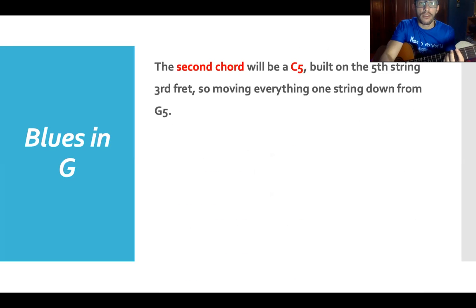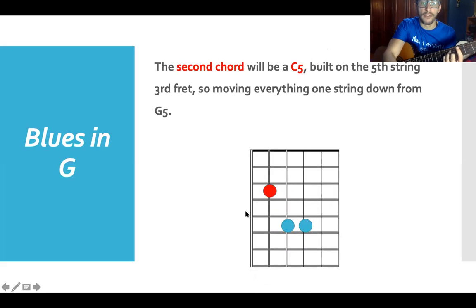The second chord is going to be a C5, built on the 5th string, 3rd fret. So simply, from G5, the first chord, we move everything one string down. And then we have C5. Here's the diagram of the chord beginning on the 5th string, 3rd fret. So we have two chords now, G5 and C5.